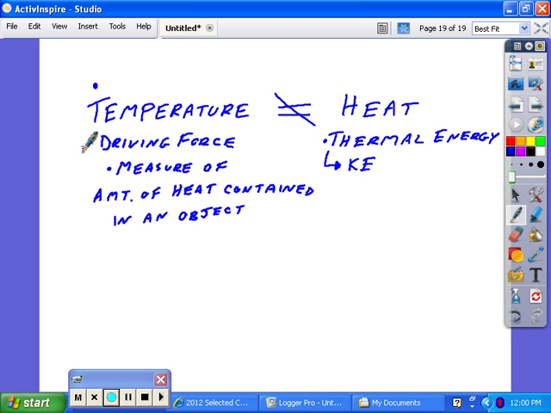All right, now I'll get more into this driving force thing in a couple of minutes, so just leave that one go. But think about it more right now as just a measure of the amount of heat contained in an object. Just because an object has a higher temperature doesn't mean that it has more heat. Once again, we'll get into that a little bit further down the road. But temperature is kind of the driving force between A and B.